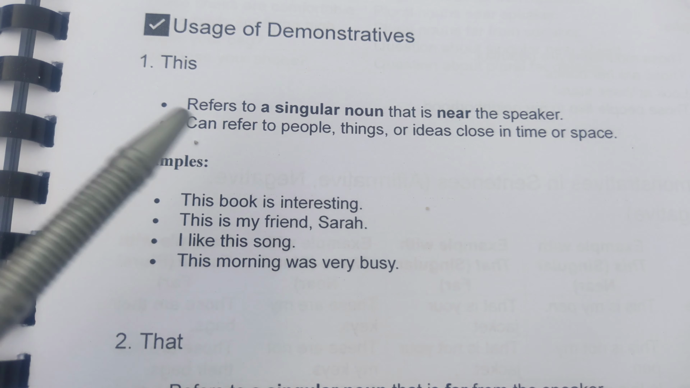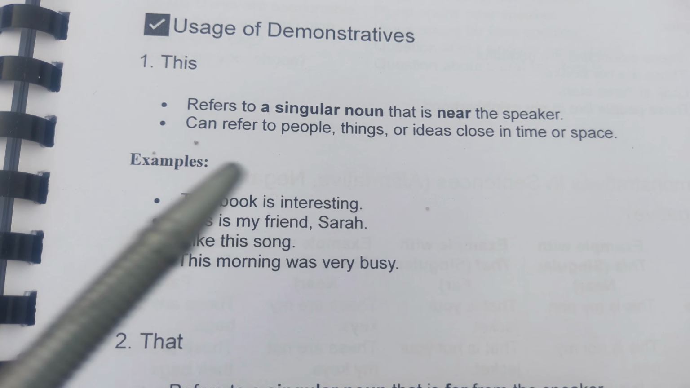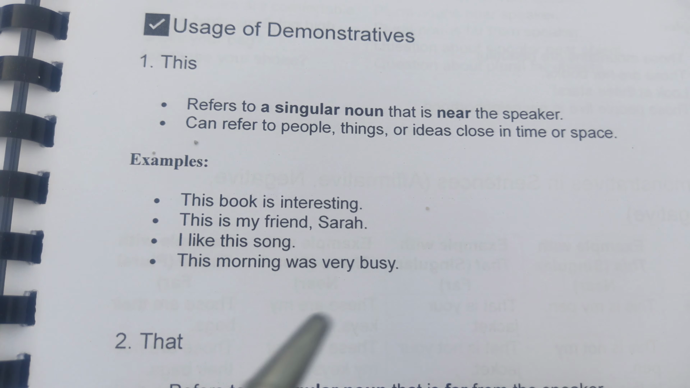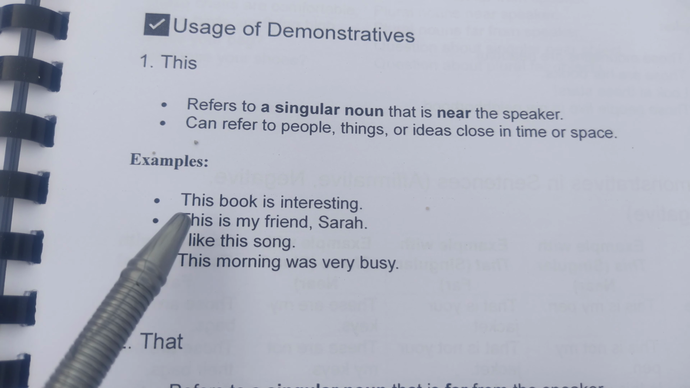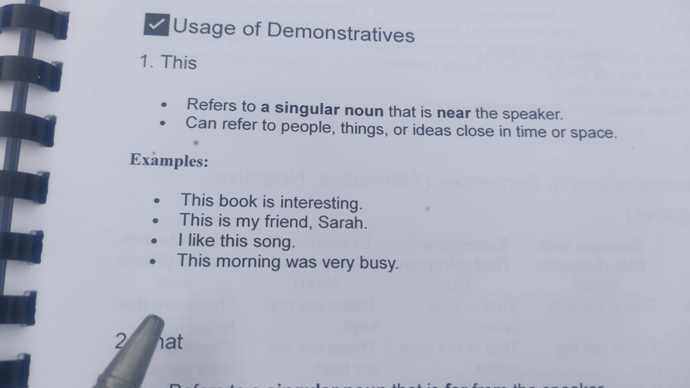Usage of demonstratives. Number 1, this refers to a singular noun that is near the speaker, and can refer to people, things or ideas close in time or space. Examples here: this book is interesting, this is my friend Sarah, I like this song, this morning was very busy.